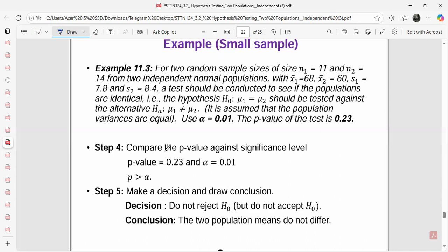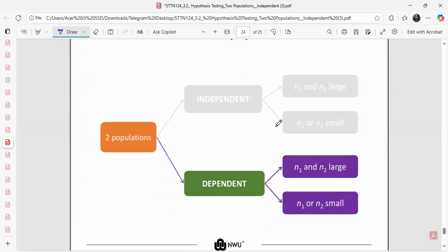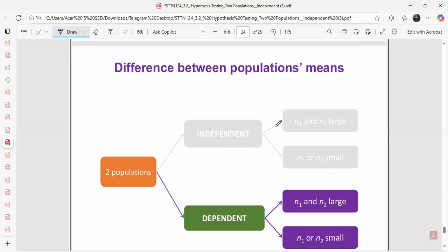Therefore, the two population means do not differ. Because we failed to reject the H0, then we are done. These are the steps. And then now, I think we did the one for the independent. You saw how they do the questions that are based on the independent, how they got N1 and N2.